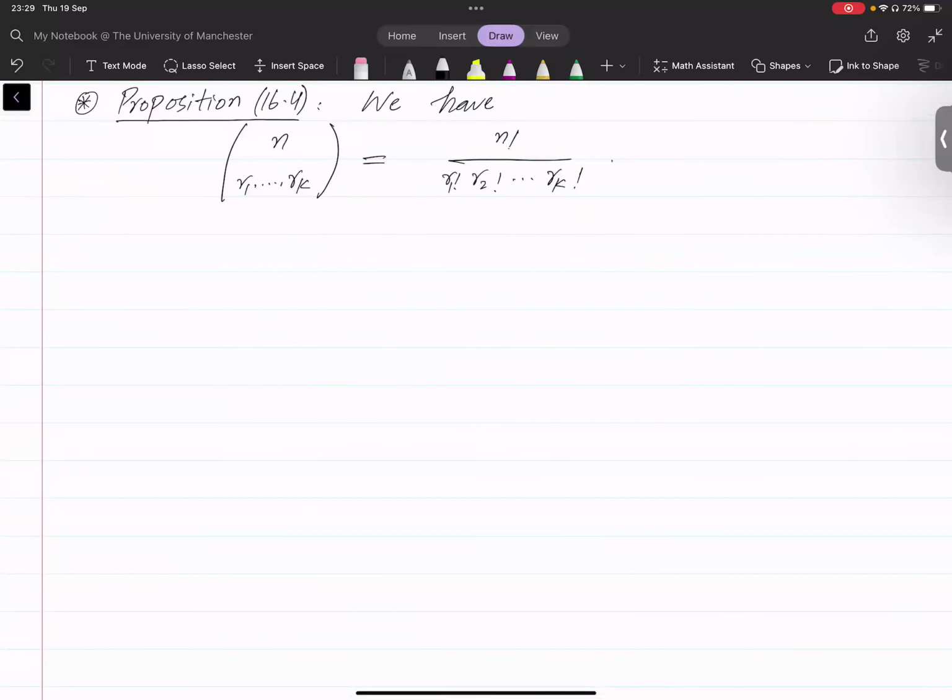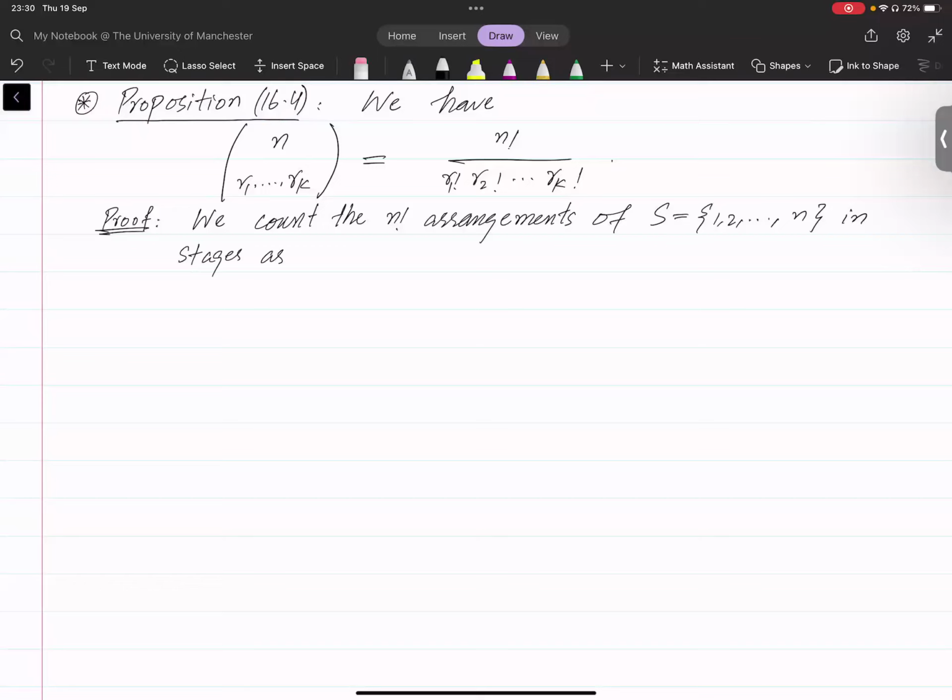And we can prove this proposition. We count the n factorial arrangements of the set S, which contains n elements, in stages as follows. Stage 0 is to choose an ordered partition of set S into subsets.